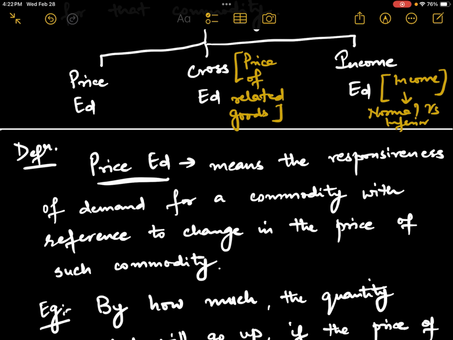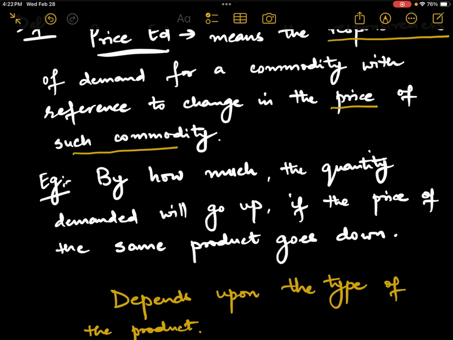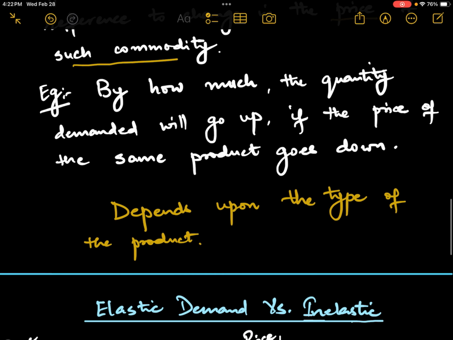Now let's first start with the definition of price elasticity of demand. It means the responsiveness of demand for a commodity. Now this is a key word. Responsiveness of demand for a commodity with reference to change in the price of the same commodity. For example, by how much the quantity demanded will go up if the price of the same product goes down. It depends upon the type of product. It could be a good which has relatively low elasticity, which means inelastic demand. Now, what do you mean by inelastic demand or elastic demand? Let's first discuss that and then we are going to go further.